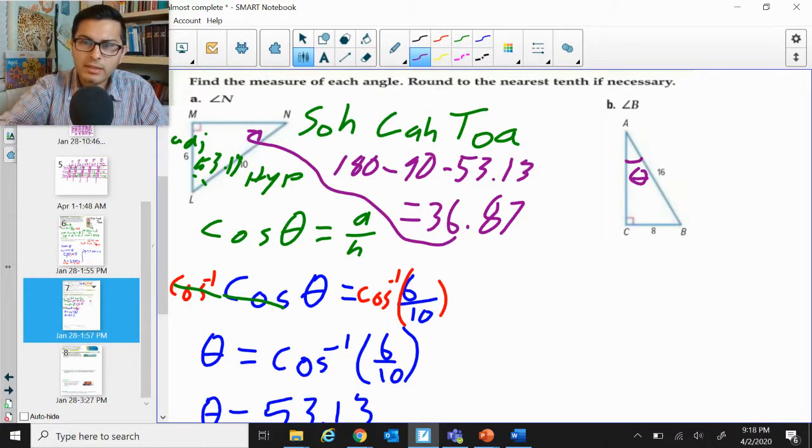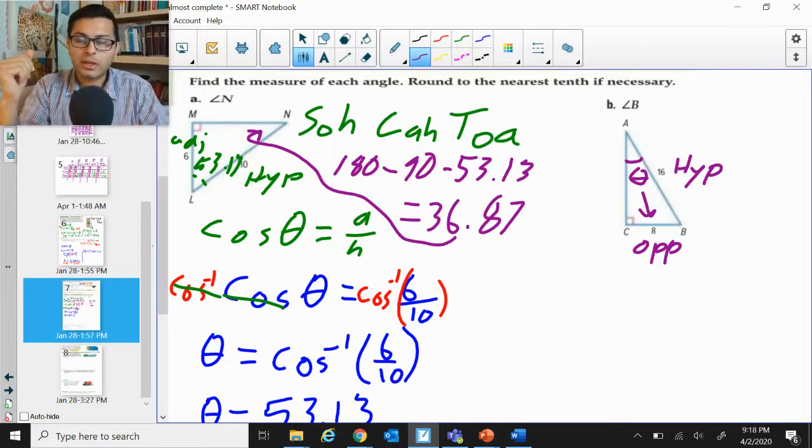Well, this 8, if we look at it, we can draw an arrow across the triangle to get to it. Therefore, this is going to be our opposite side. 16 is very obviously going to be our hypotenuse. Now we have everything we need to know to choose the trig function. What deals with opposite and hypotenuse? Well, that is our handy dandy sine. We're going to use sine.